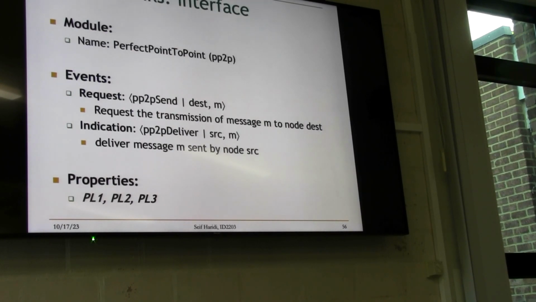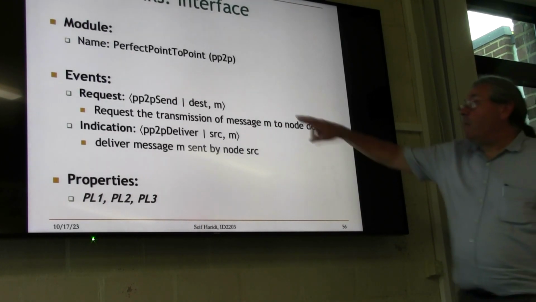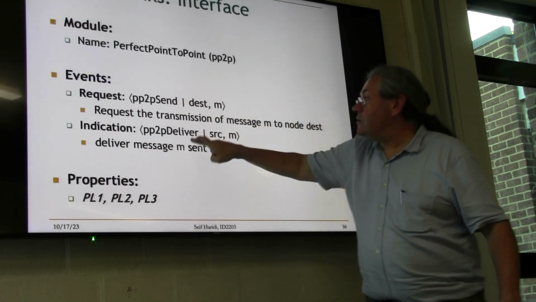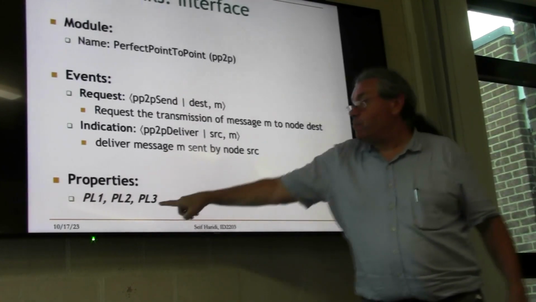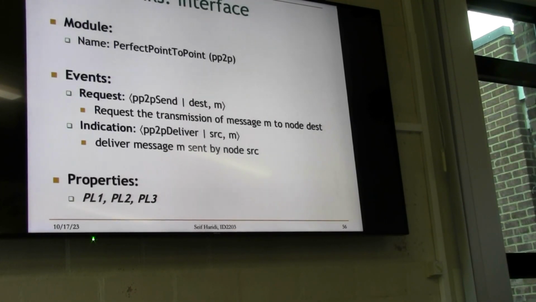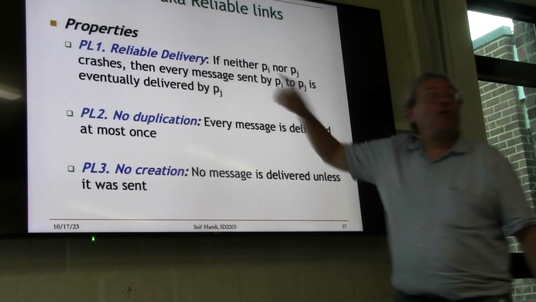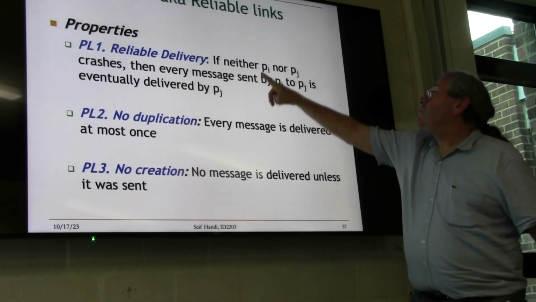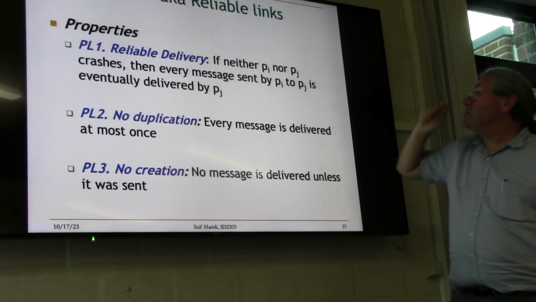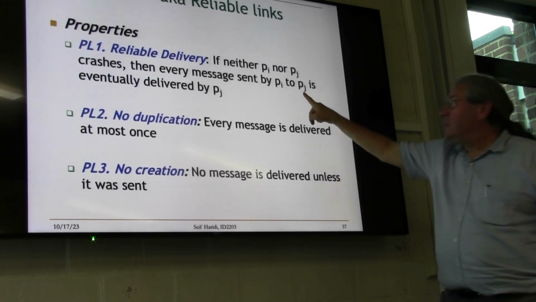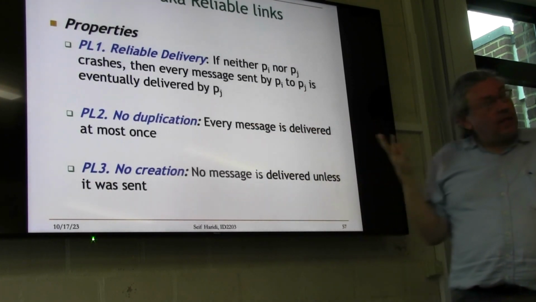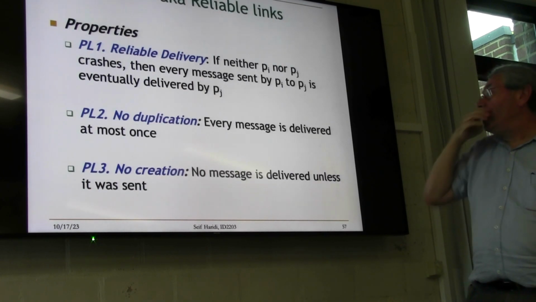We make the next step now to perfect links. Perfect link is the top layer. So we have a send and a deliver, just like before. And we have three properties. Just like before, we have some properties. Reliable delivery. Here we're not talking about infinite anymore. If neither Pi nor Pj crashes, every message sent is eventually delivered. That's it. At least once.